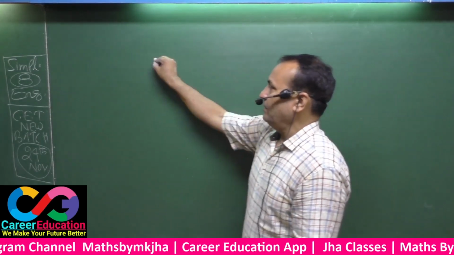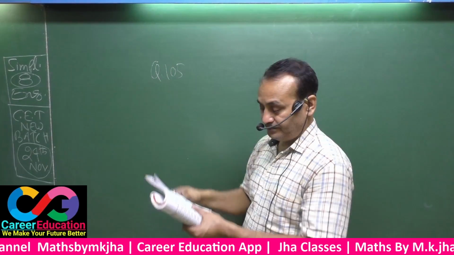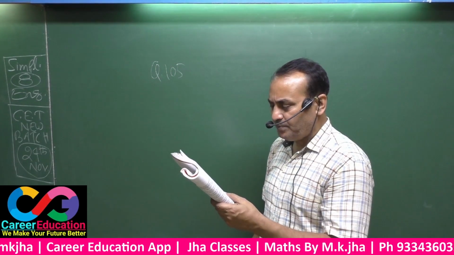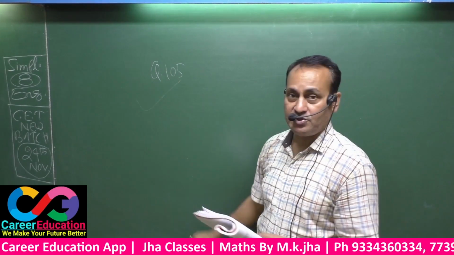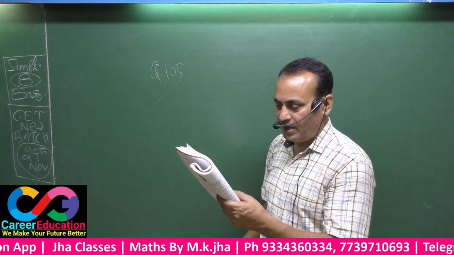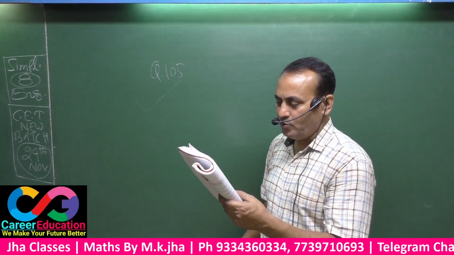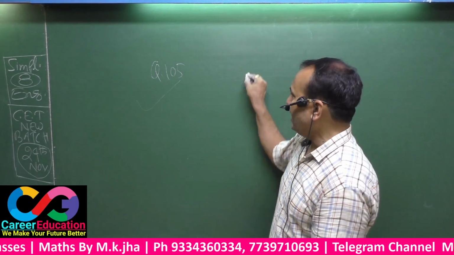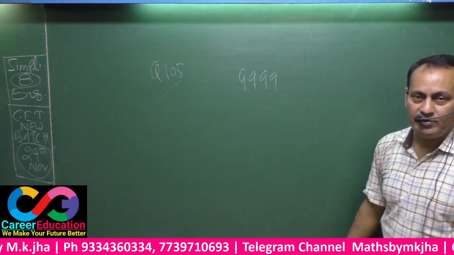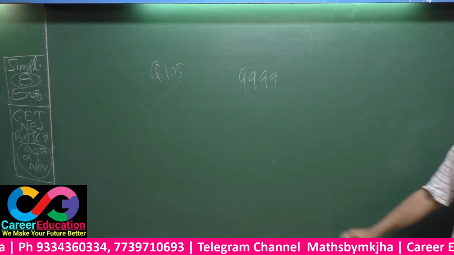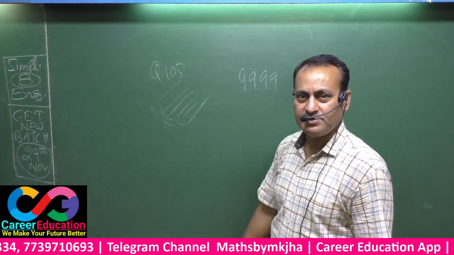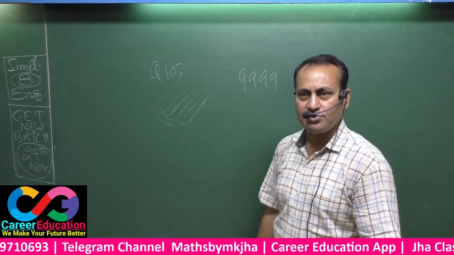Question 105. What smallest number be subtracted? This is most important question. What smallest number be subtracted from the 4-digit greatest number to make it a perfect square number? That means, see here, you have to take a 4-digit perfect square number. This is very much important, so must be ticked out twice, thrice, 4 times. Very much important question this is.